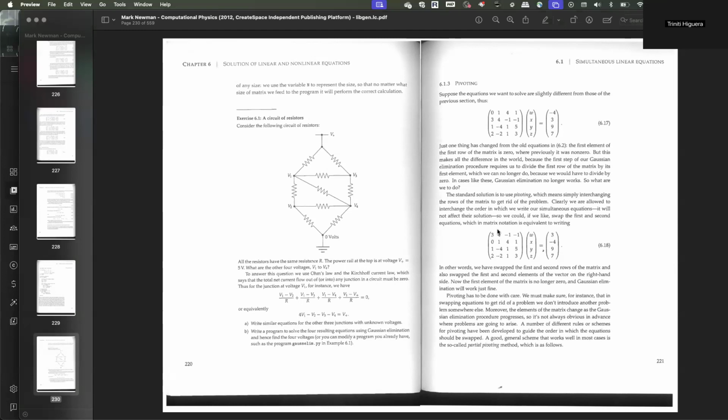Notice how in 6.17, we have this first row, right? 0, 1, 4, 1. And the second row is 3, 4, -1, -1. Pivoting allows us to switch them. So we switch it, and notice how they're flipped now. And we could switch this in any kind of way, as long as we're aware of what kind of pivoting we are doing ourselves.